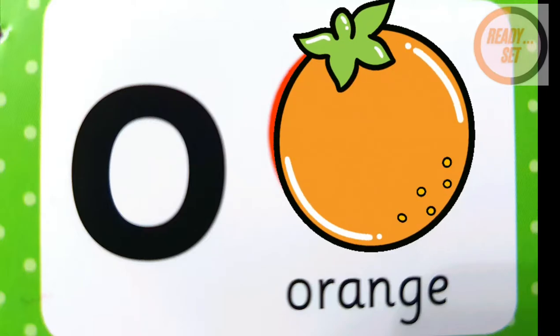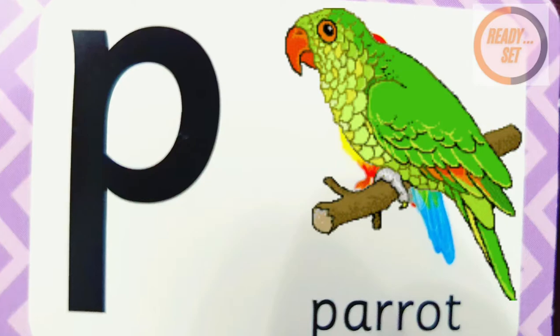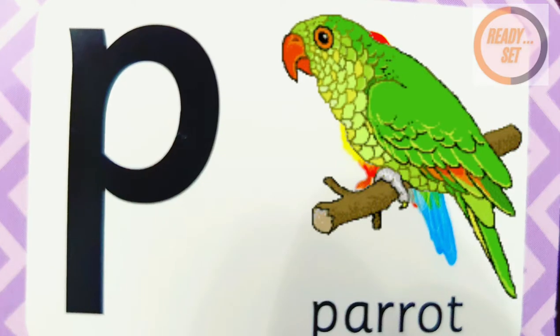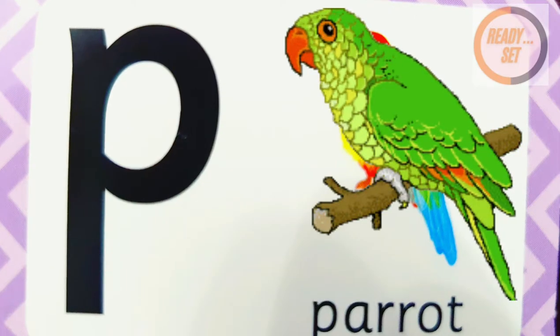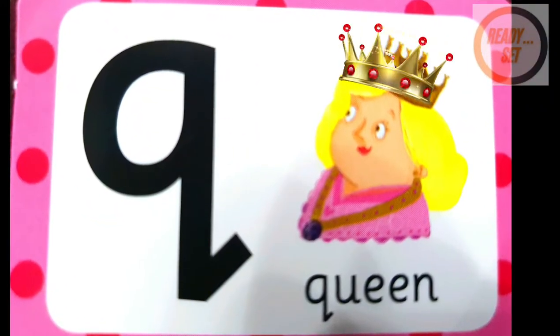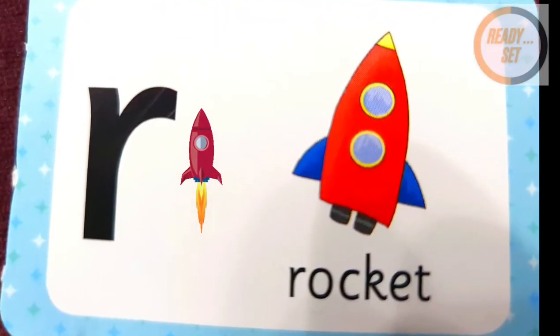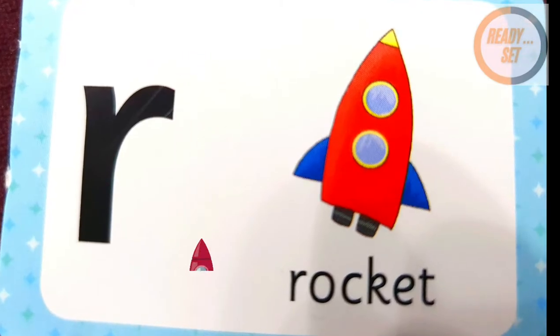Orange. O, orange. P is for parrot. Parrot. P, parrot. Q is for queen. Queen. Q, queen. R, rocket ship. Rocket ship. R, rocket ship.